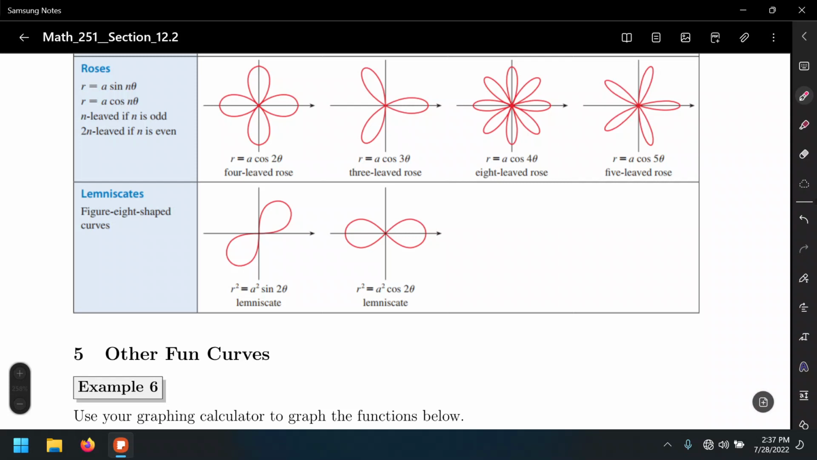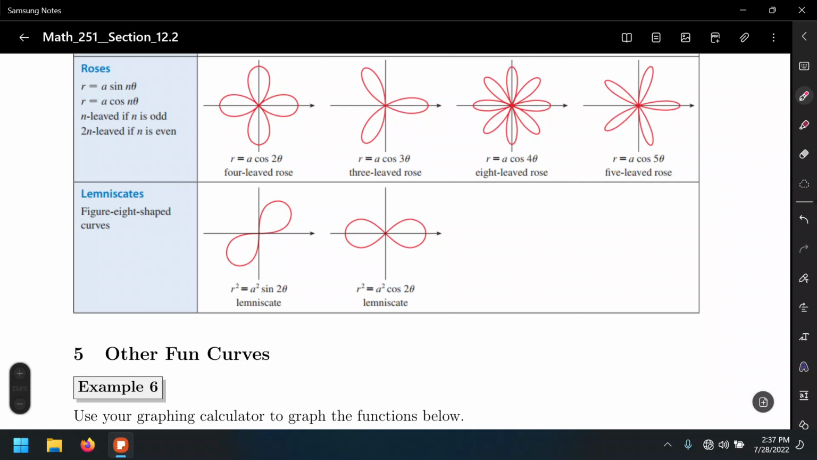But in this case, like cosine 4 theta, this is an even number. Whenever you have an even number, it's going to have twice as many petals as the coefficient that multiplies the theta. In this case, 4 theta, notice how we have 8 petals in total, right? And you can play with this graph.